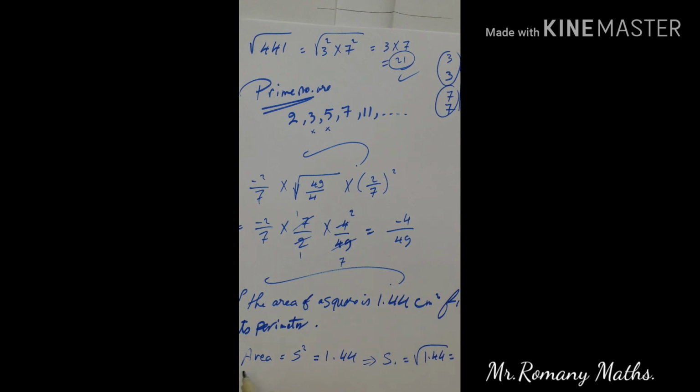Centimeter. To find the perimeter, equals side times 4 equals 6 over 5 times 4 equals 6 times 4, 24 over 5 centimeters.